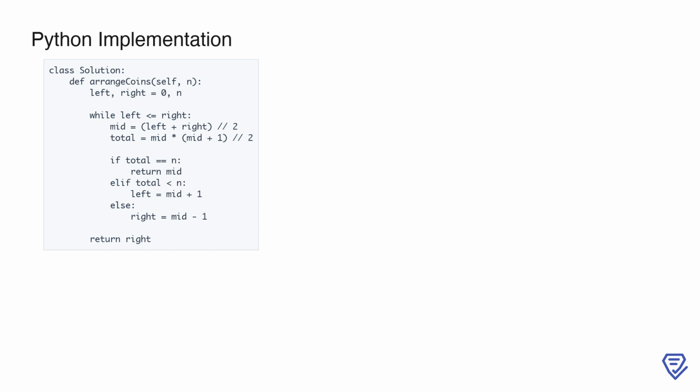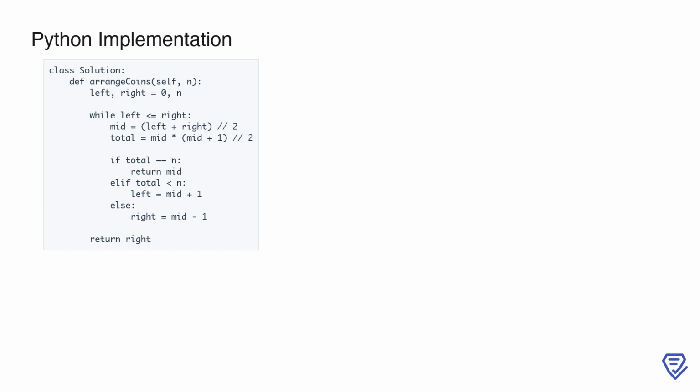This Python implementation solves the arranging coins problem using a binary search approach. The problem requires determining the maximum number of full staircase rows that can be formed with n coins, where each row i contains exactly i coins. The function arrangeCoins takes an integer n as input.